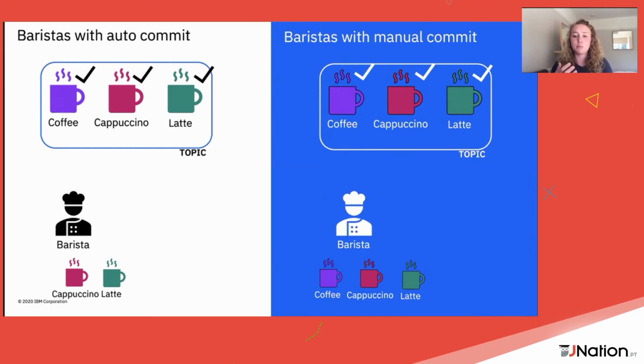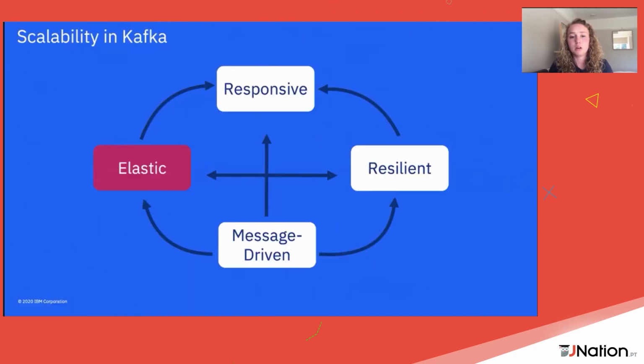And if, for example, our barista did drop the coffee, he would know to start again at the coffee rather than starting at the cappuccino, because the offset hasn't been committed yet. So you can see this is another important configuration value you need to be considering when you're building your application. We've looked at how Kafka itself is resilient. We've looked at how we can enable greater resiliency in our consumers and our producers.